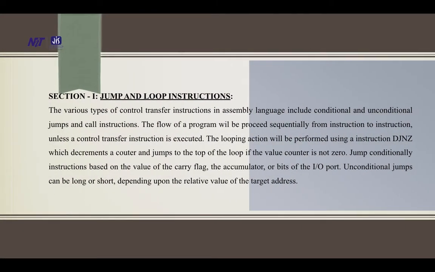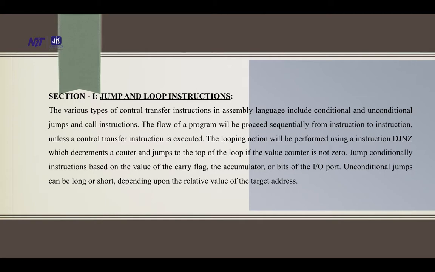Section 1. Jump and loop instructions. The various types of control transfer instruction in assembly language include conditional and unconditional jump and call instructions. The flow of a program proceeds sequentially from instruction to instruction unless a control transfer instruction is executed.